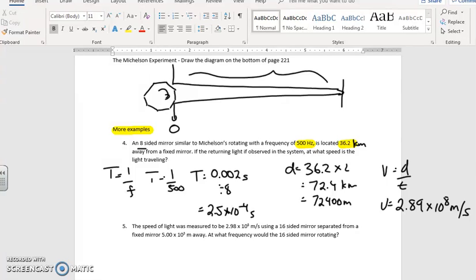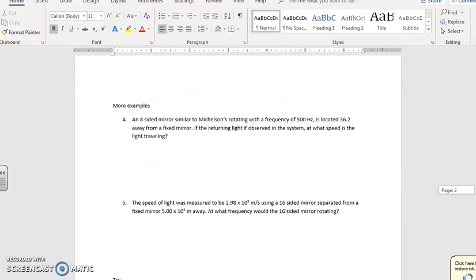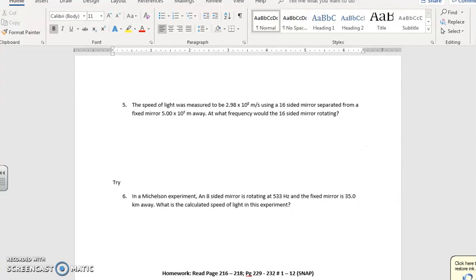One more example to just go through here before you move on to your questions. Speed of light is measured to be 2.98 times 10 to the 8 meters per second using a 16-sided mirror, with the distance separated 5 kilometers away, or 5,000 meters away. So the total distance traveled is going to be 10,000 meters, twice that distance, there and back.